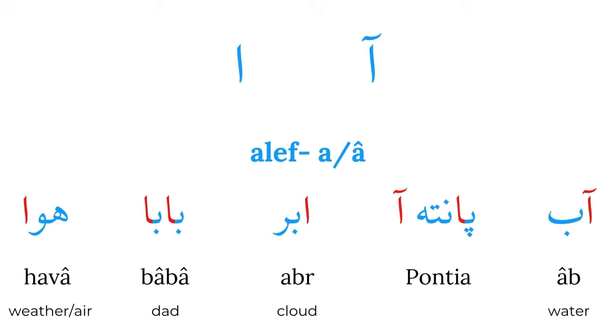Otherwise, alef is just a straight line and also sounds like ah, unless it has a diacritic, which we'll talk about at the end of this video. And with a diacritic, it can either sound like a, e, or o. And we have three other examples here: abr, baba, hava.